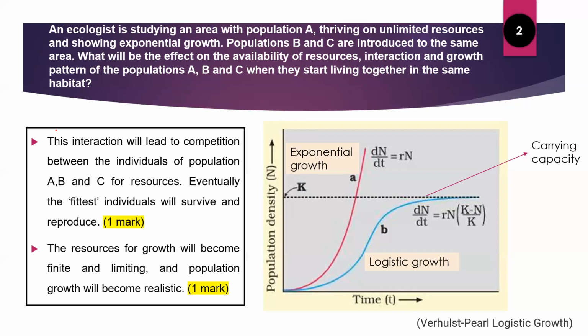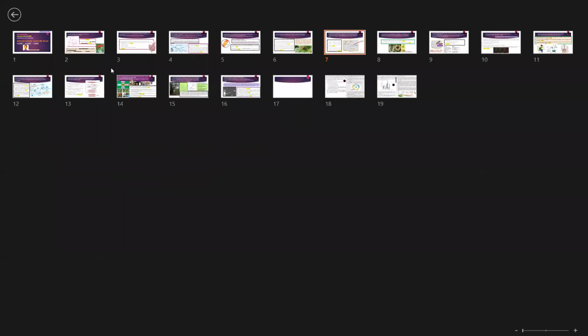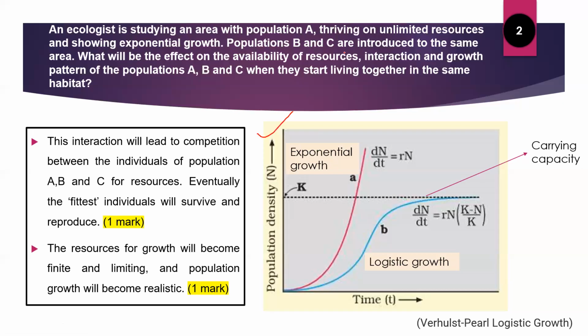So basically what the question says, there's an ecologist studying a particular area, and that area is dwelled in by a population called A. It also says the population A is surviving on unlimited resources. So if you check the diagram given on the right panel, you have the population density on the y-axis, and on the x-axis you have the time.